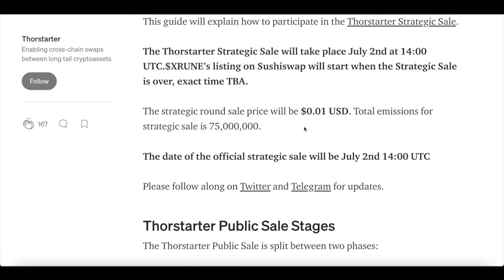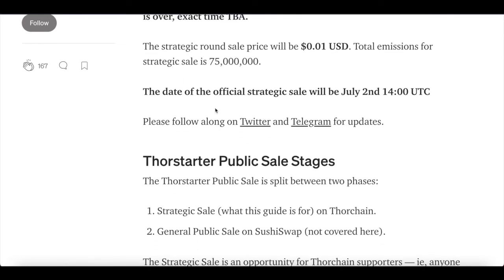The strategic sale round price will be 0.01 USD. That's incredibly cheap. Remember, the sale round will be 0.01 US dollar per coin. The total emission for the strategic sale is 75 million. That's incredible. The date of the official strategic sale will be the 2nd of July, 1400 UTC.